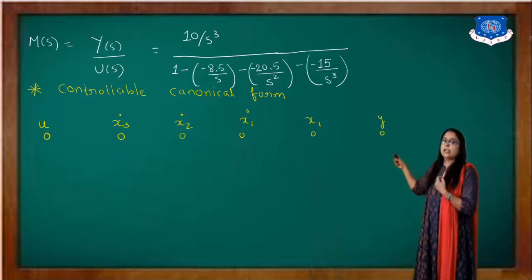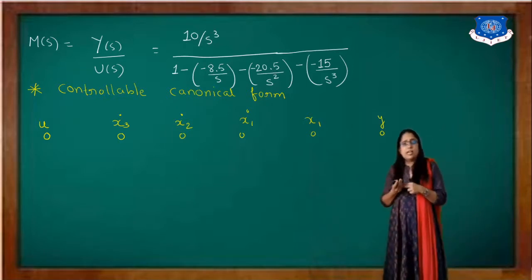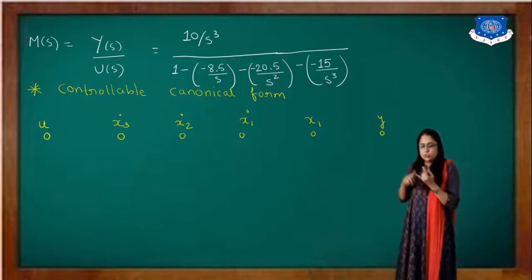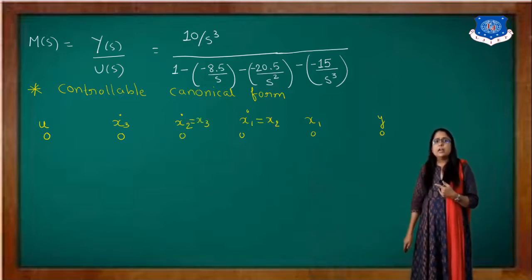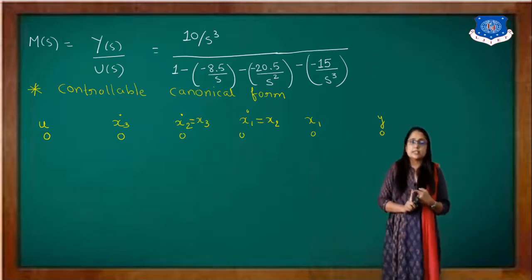Then x1 dot and then x1. If I have the maximum power of s equal to 2, then I'll take the variables u, x2 dot, x1 dot and x1. Okay? Now here you have to specify that x2 dot equals x3.